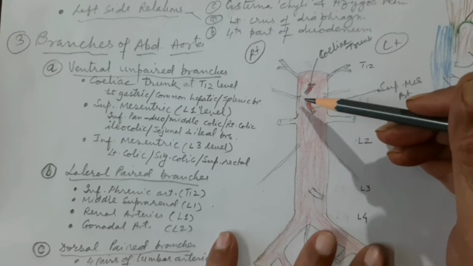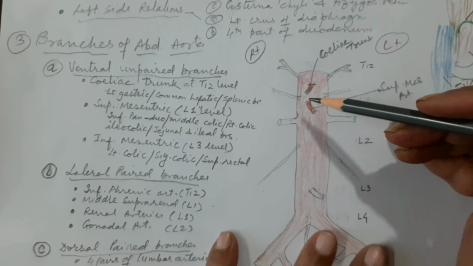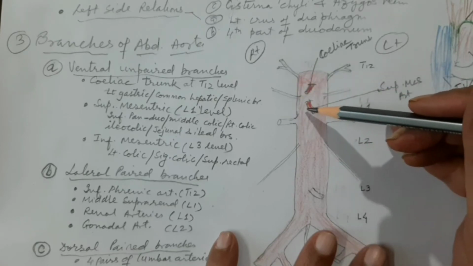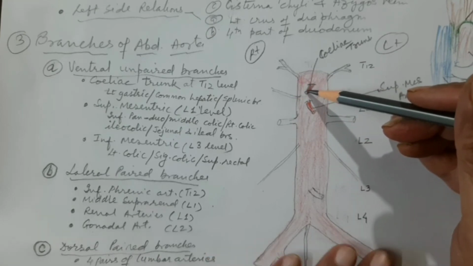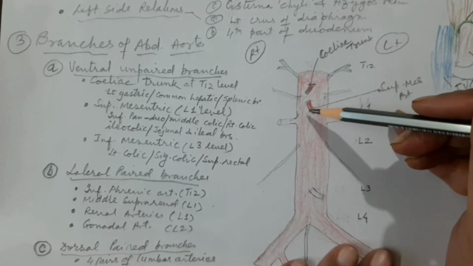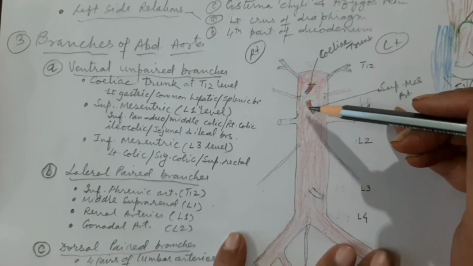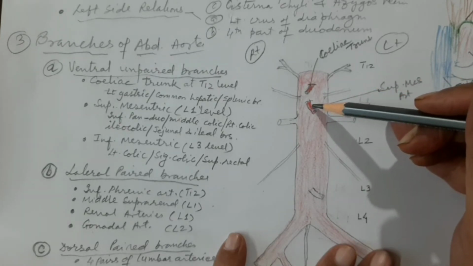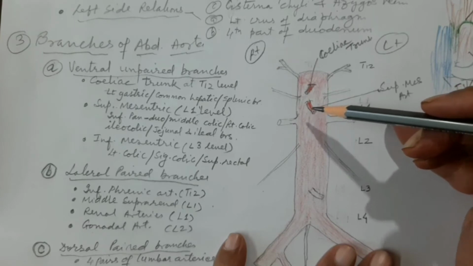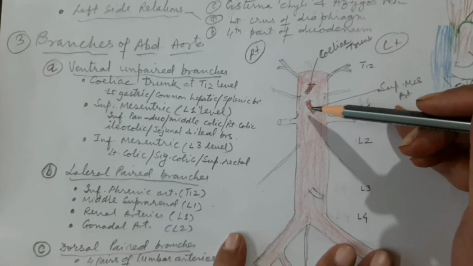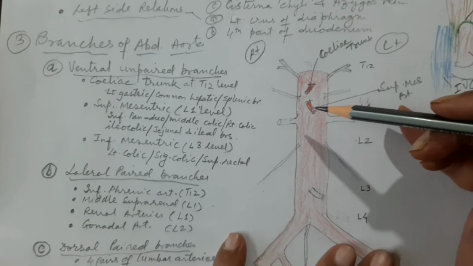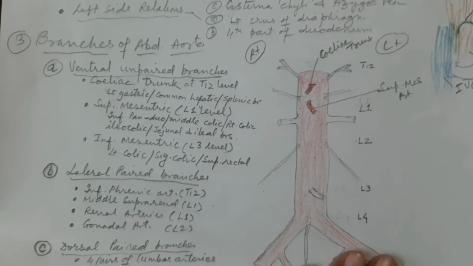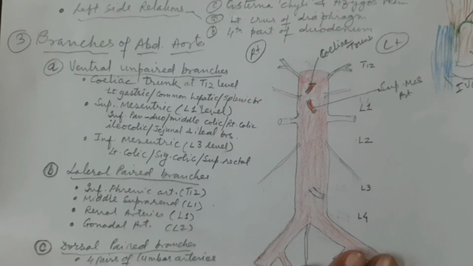It will give a branch which will also go to the pancreas and duodenum, called the inferior pancreaticoduodenal, which will anastomose with the superior pancreaticoduodenal, which is a branch of the common hepatic. Then the superior mesenteric artery will give a middle colic branch, then the right colic branch, then the ileocolic, and many branches called jejunal and ileal branches, going to the jejunum and the ileum.